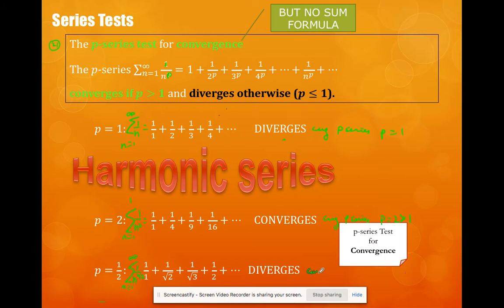P-series diverges because it's a p-series where p is equal to 1/2, which is less than 1. All right, so far: arithmetic, geometric, nth term, p-series.